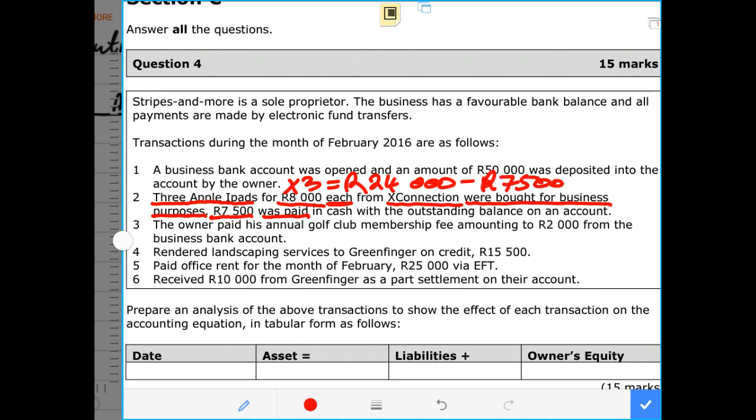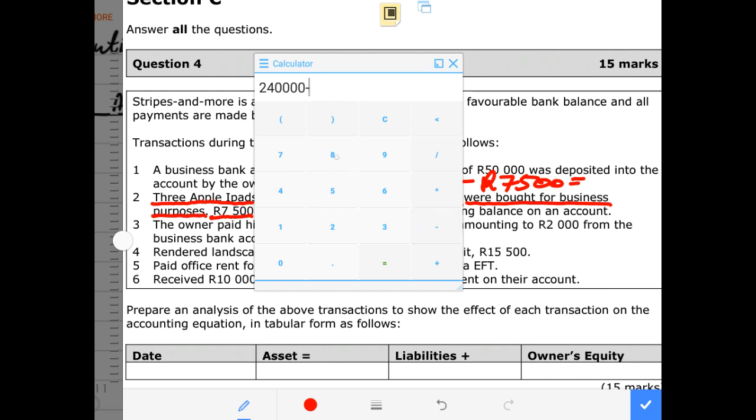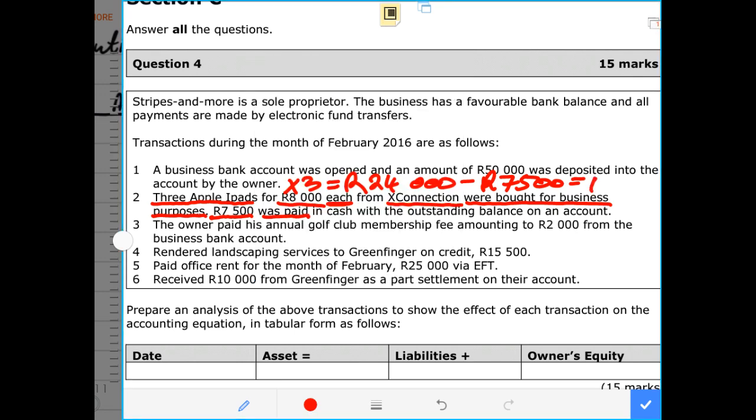Obviously if we pay 7,500, money will go out of the bank account. Therefore, the remainder or the balance will be 24,000 minus 7,500, and this will give us 16,500.